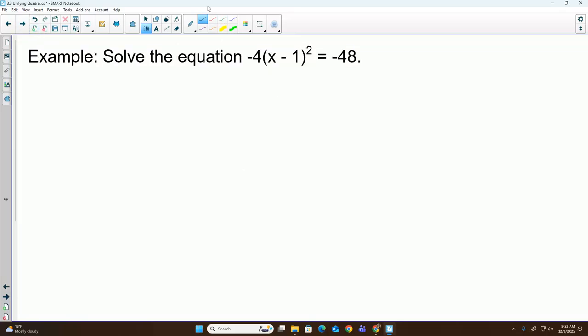What if I gave you this one to solve? What would you do first? You can multiply it all out. You can write your x minus 1 twice and FOIL and multiply it by 4. That'll work. What else could you do?